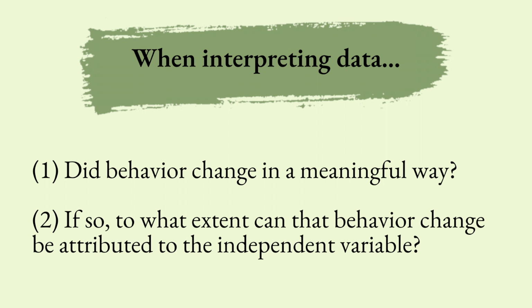Now, let's start with visual analysis of graph data, which just means that you're going to be interpreting the graph that you're looking at. The Cooper, Heron, and Heward book states that there are two questions within ABA that we should ask ourselves when interpreting our data. Number one, did behavior change in a meaningful way? And number two, if so, to what extent can that behavior change be attributed to your independent variable?